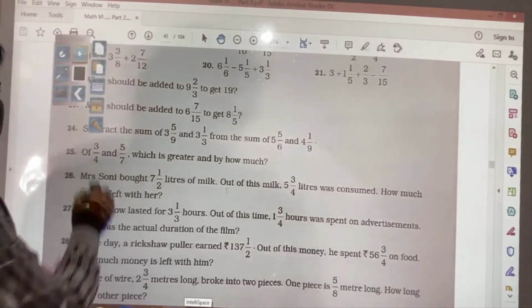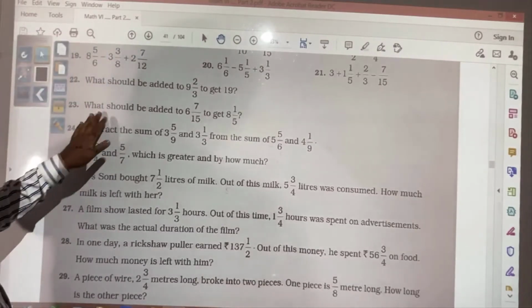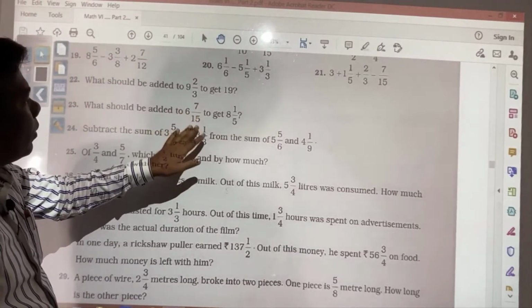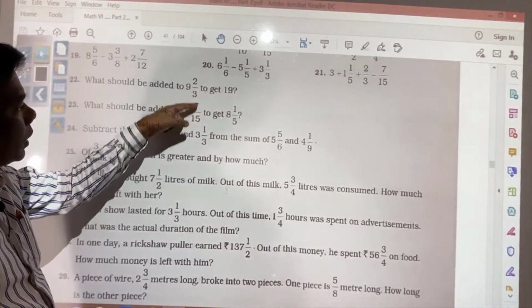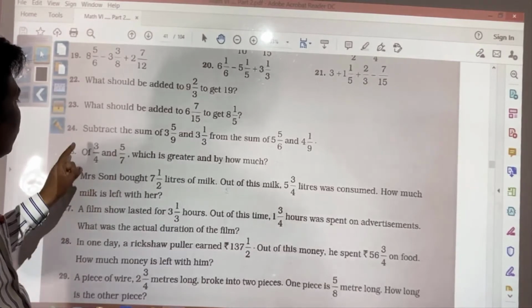Then we will see question number 23. What should be added to 6 whole 7 by 15 to get 8 whole 1 by 5? So a similar question is there. I think you will be able to do it.